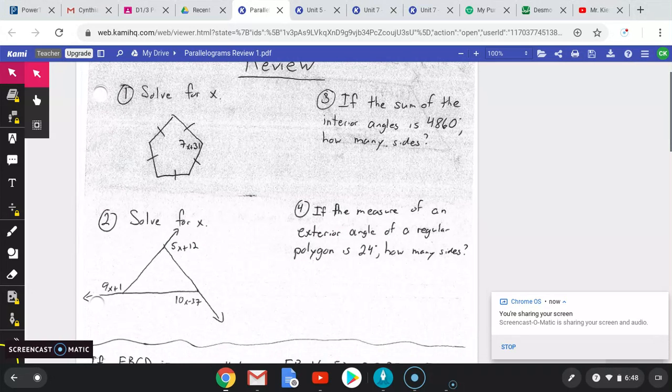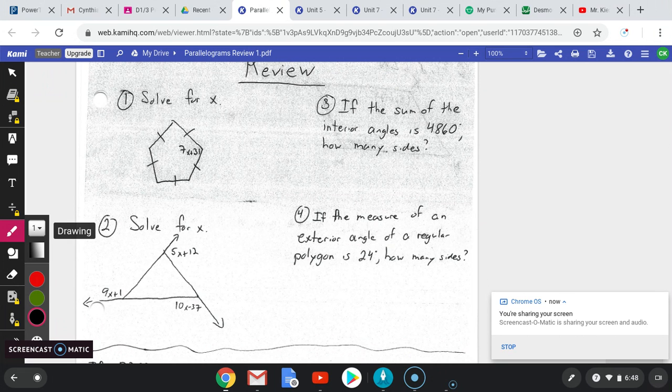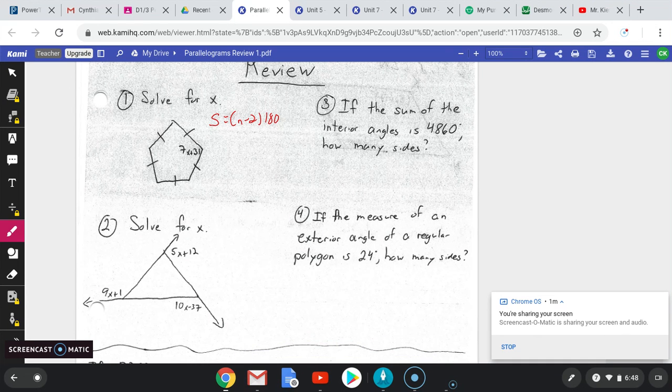For number one, you're going to have a problem where you have to solve for x. They'll give you a problem like this, a polygon. What kind of angle am I given here? I'm given an interior angle, so I have to find the sum of the interior angles. The formula is: sum equals the number of sides minus 2 times 180. How many sides does this figure have? This has 5. So 5 minus 2 times 180 gives me 540.